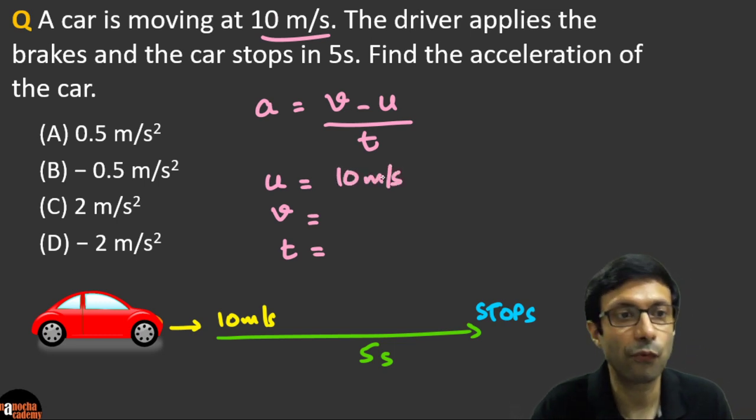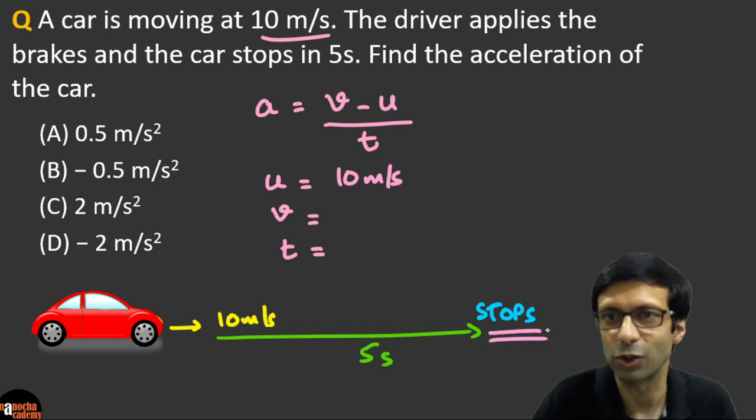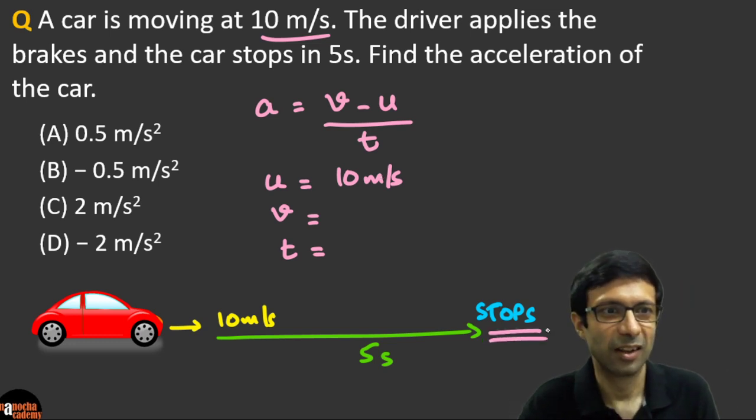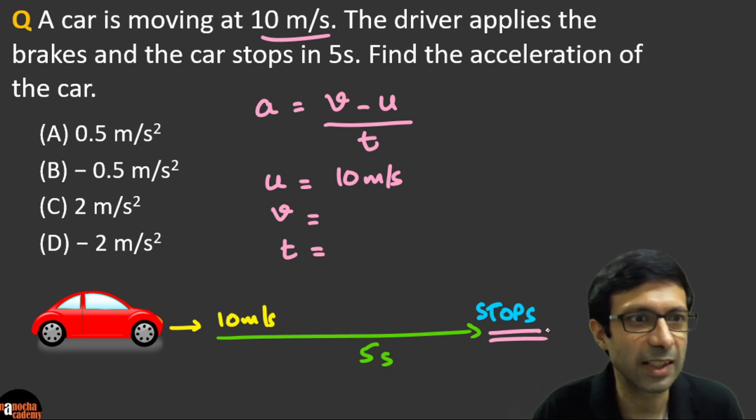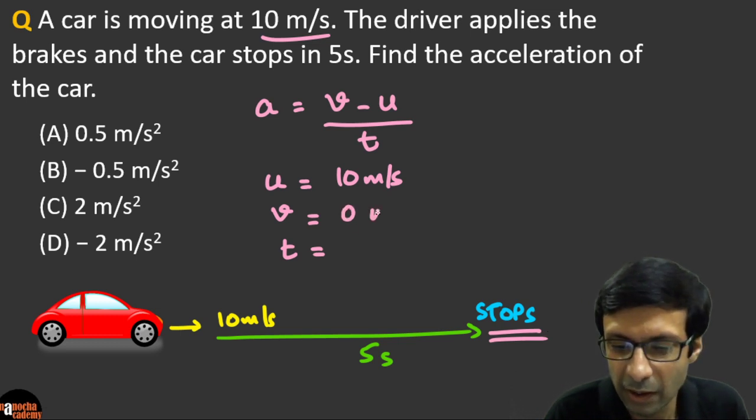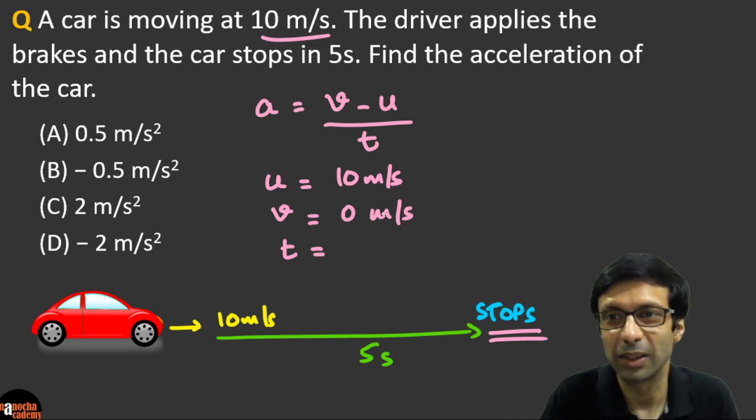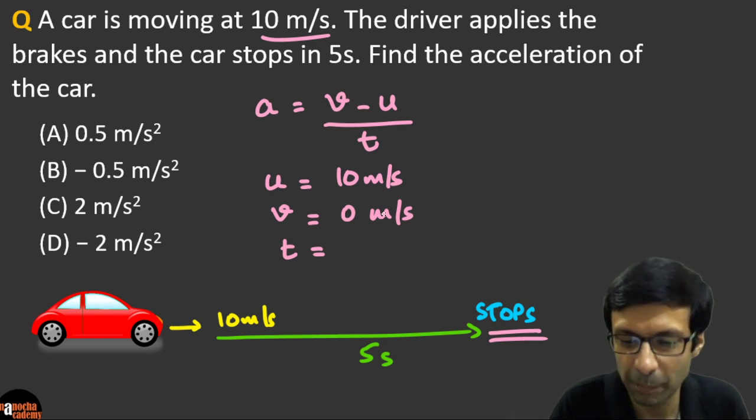And now what is the final velocity going to be? Final velocity means after 5 seconds, when the car stops. Very good. I see Avinash has the right answer, 0, right? So 0 meters per second. Raman also says 0. Absolutely right. So V is going to be 0 meters per second because that is our final velocity. Why? Because the driver applied the brakes and the car stopped. And the time is simple, it's given as 5 seconds.